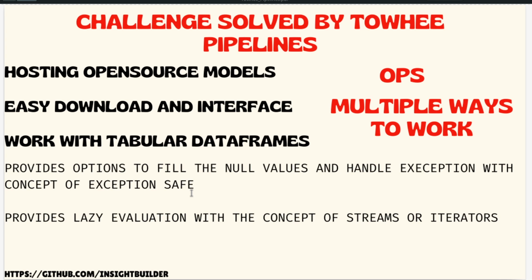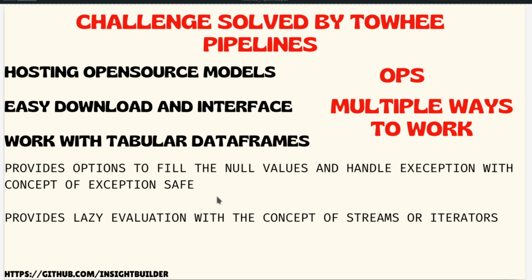When I say exception, I mean the regular errors that you get in any of the pipelines. Whenever you get an error, what will happen? The pipeline will break. The process will not continue, right? So if there is something wrong with the data, it will not continue. But in the case of Towhee, there is a way to make it exception safe.